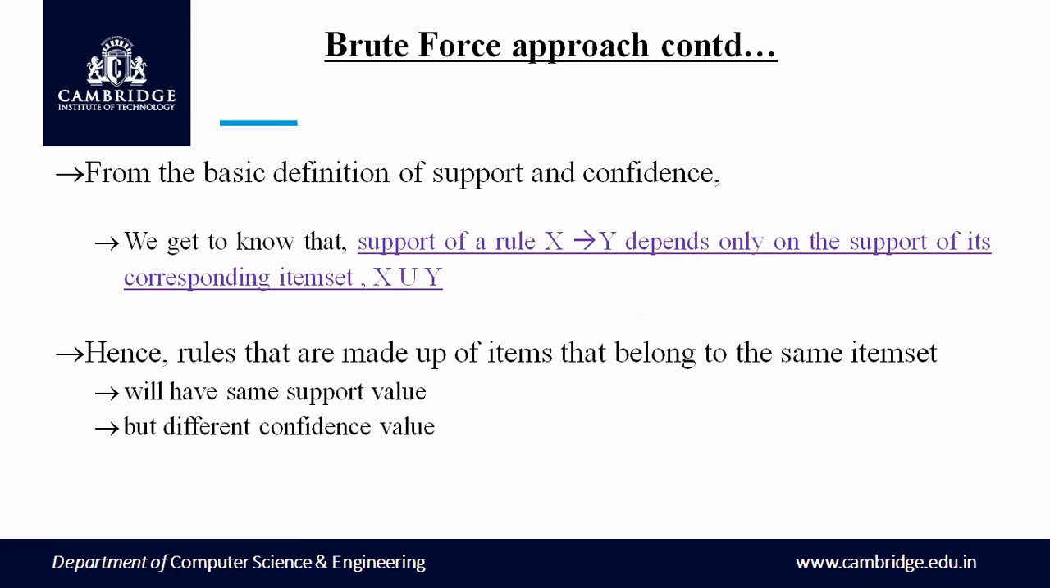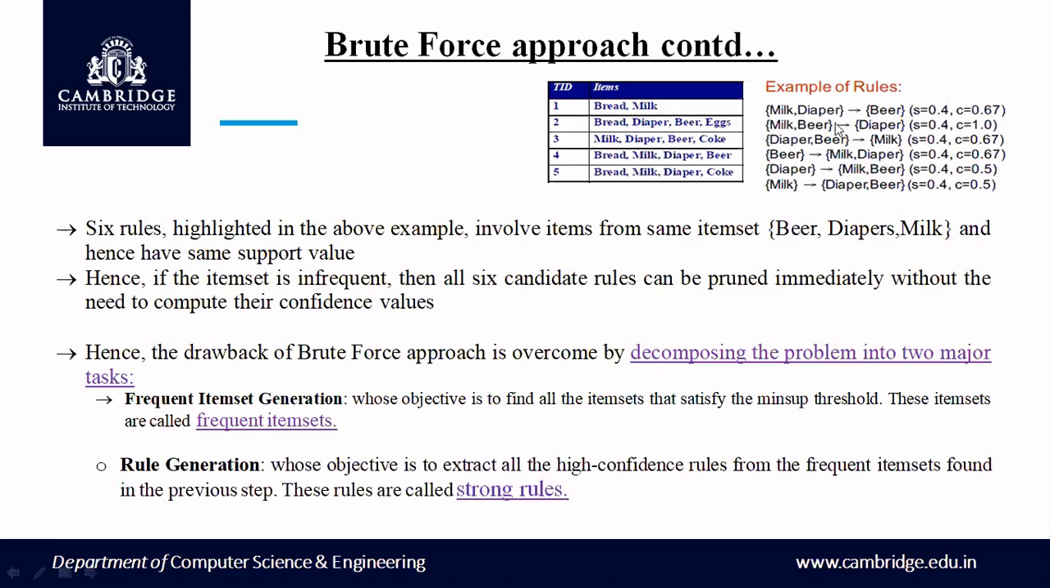So the rules that are made up of items that belong to the same item set will have the same support value, which means if X is present and Y is also present in the transaction, then X union Y can be expected. The support depends upon the items present in that particular rule. But when it comes to confidence, it's quite different. Confidence value won't be the same across. Take this example: milk, comma, diaper determines bread. Similarly, milk, comma, bread determines diaper. For all these combinations, we get to know the support is 0.4 only. So support remains the same.